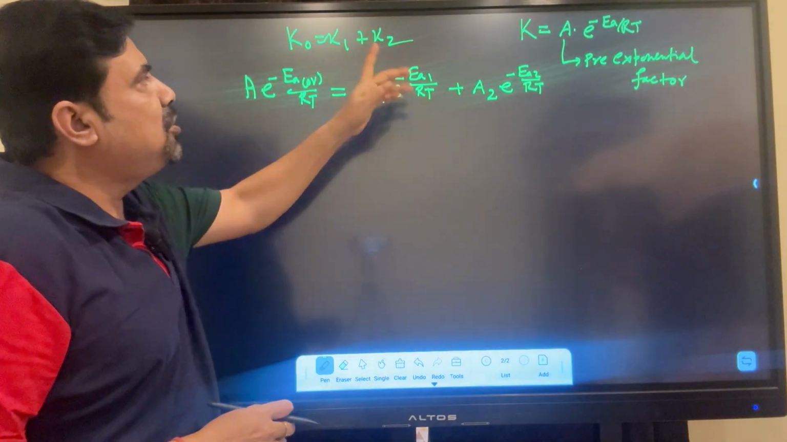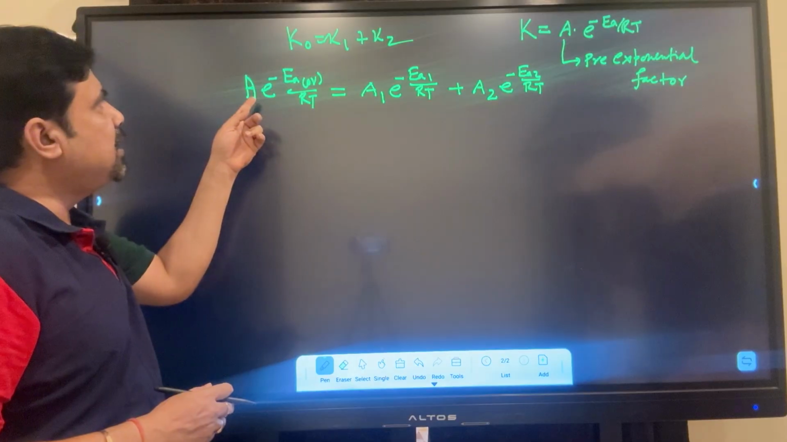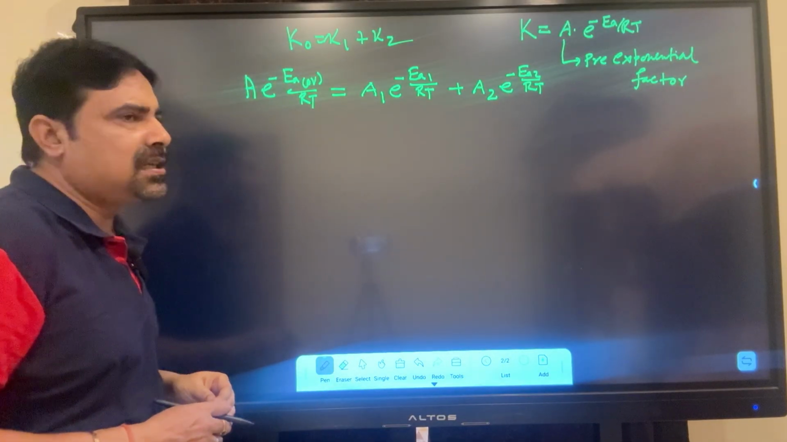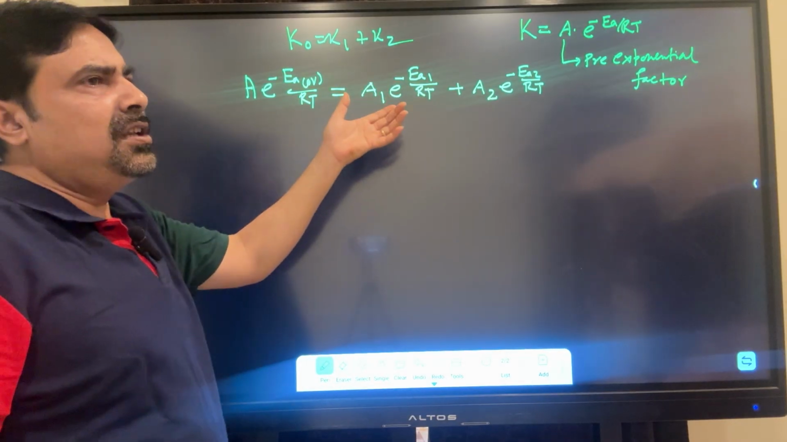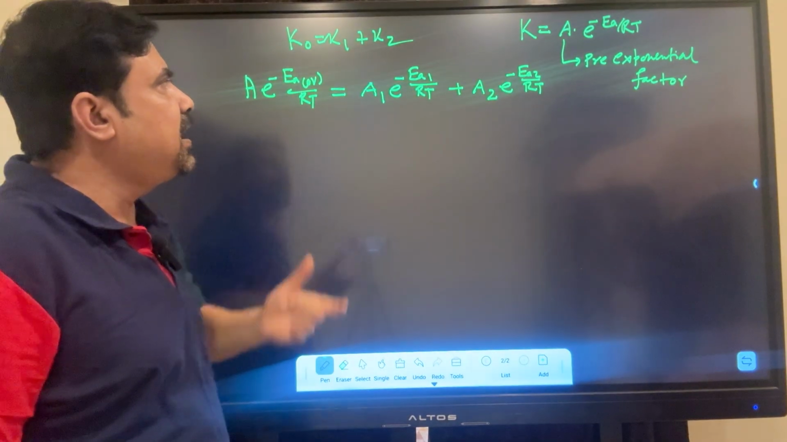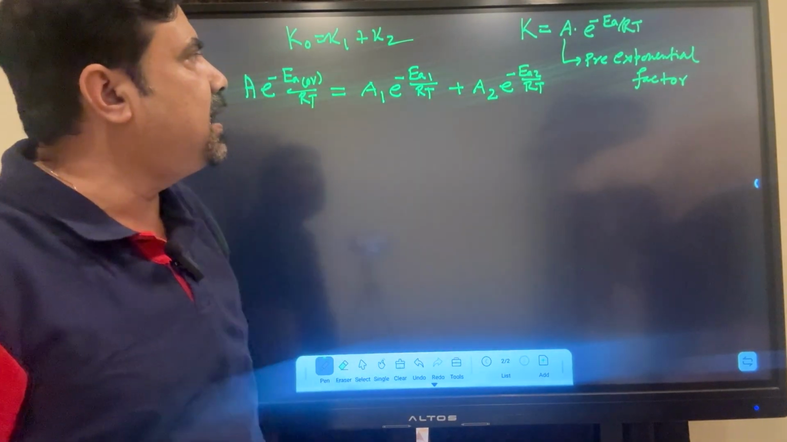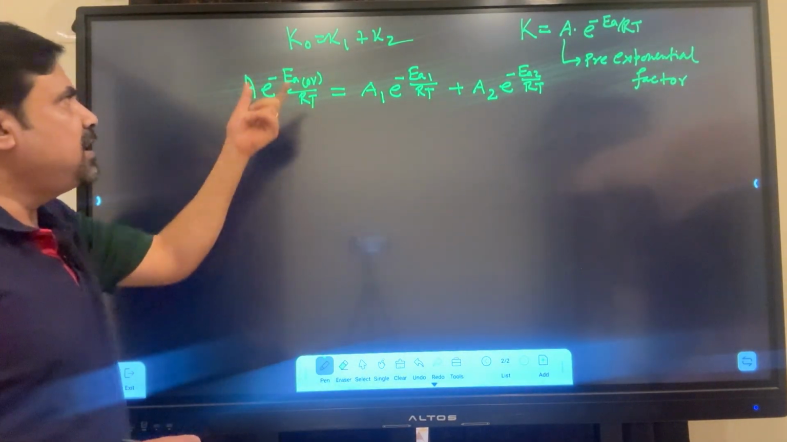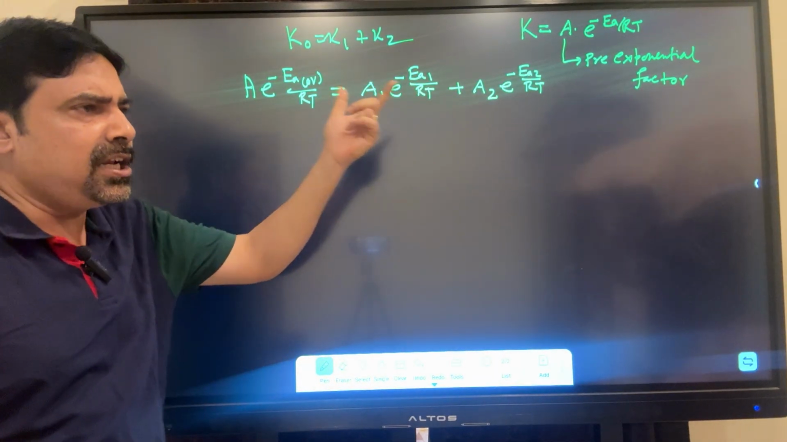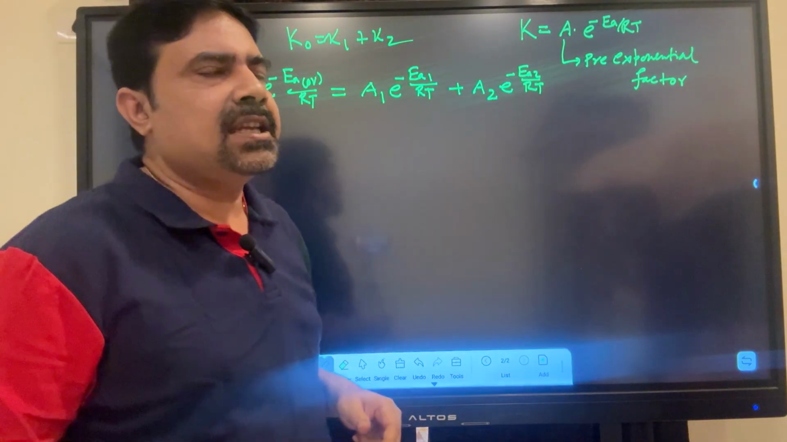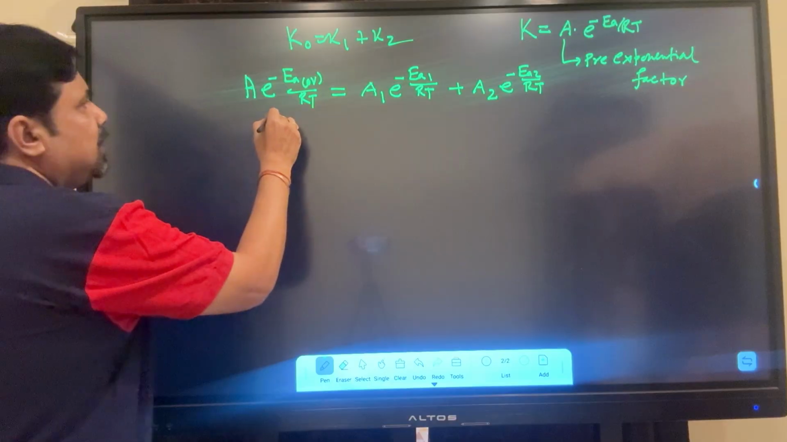K1 equals A1 into e to the power minus E1 by RT, where overall K equals A into e to the power minus Ea overall by RT, where A is the overall pre-exponential factor, A1 is the pre-exponential factor for the A to B conversion, A2 is the pre-exponential factor for the A to C conversion, Ea is the overall activation energy, Ea1 is the activation energy for A to B conversion, and Ea2 is the activation energy for A to C conversion.